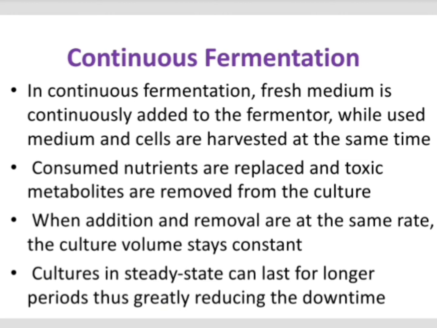Continuous fermentation is a process in which fresh medium is continuously being added to the fermenter. At the same time, used medium and cells are harvested from the fermenter. So here there is a big fermenter and we are carrying out fermentation there. At first we will add some amount of nutrients and the inoculum, that is microbes, into the fermenter, and at regular intervals we are adding fresh nutrients into the fermenter for increasing the growth rate of the microbes. And while we are adding these nutrients, we are taking some amount of used nutrients from the medium.